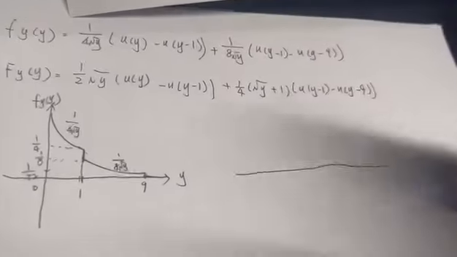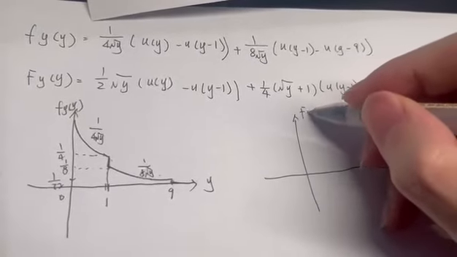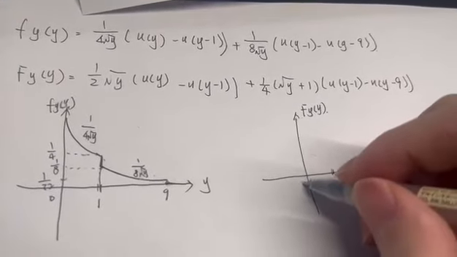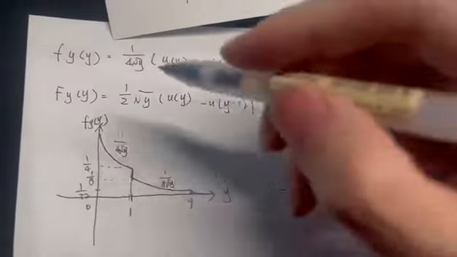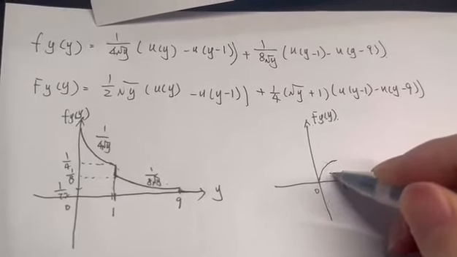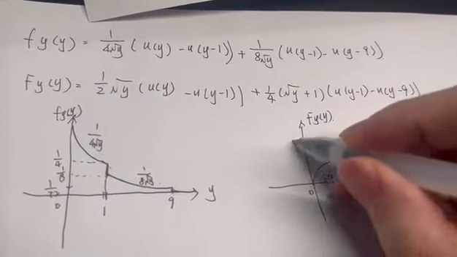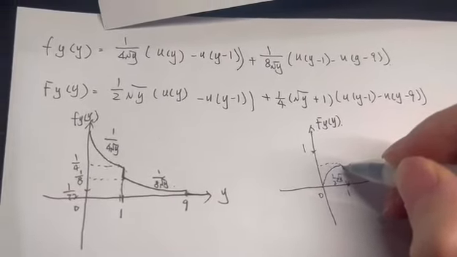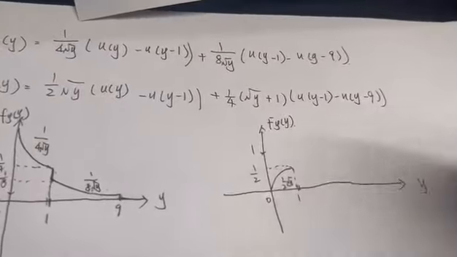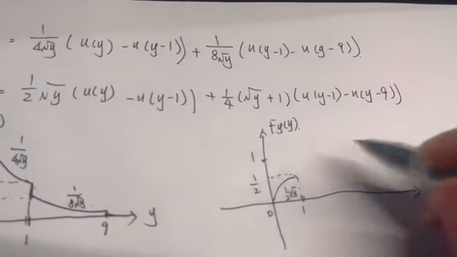So for the function fy in the range from 0 to 1, it will look like this function. So the intersection right here is 1 divided by 2. And since it's a uniform function, its final value will be 1.